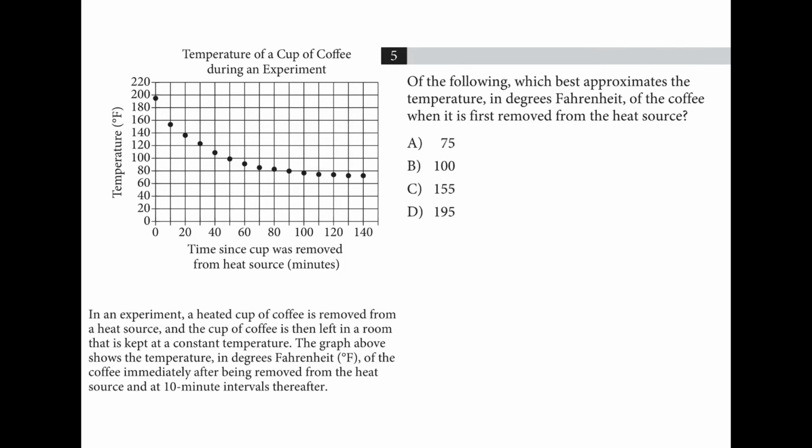Of the following, which best approximates the temperature of the coffee when it is first removed from the heat source? So at this point, it's still on the heat source. This is the very first point. And it's above 150 and less than 160, so I'm going to say C.